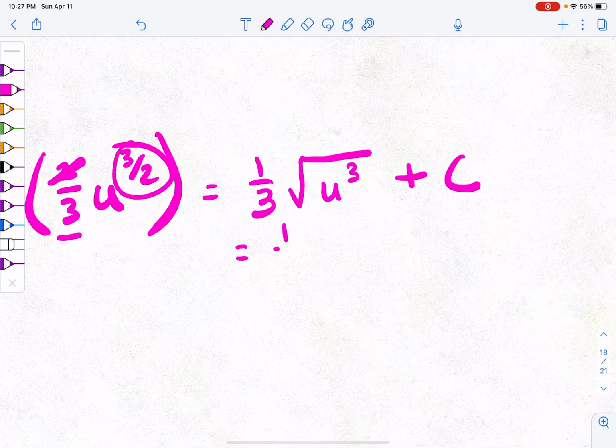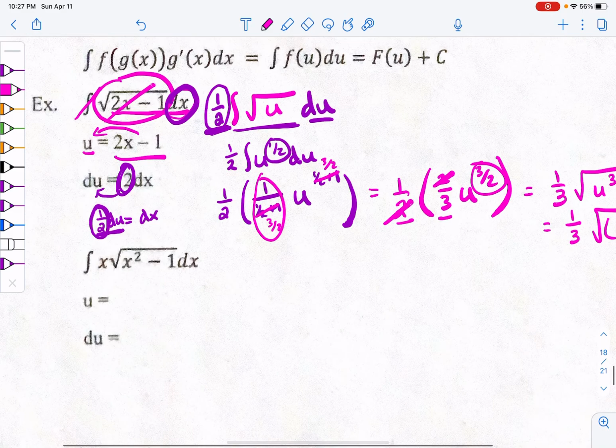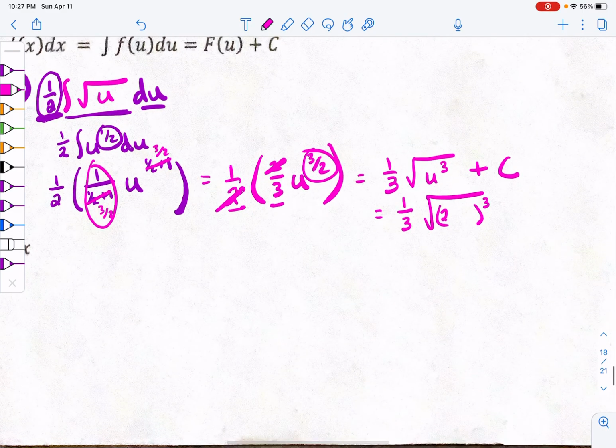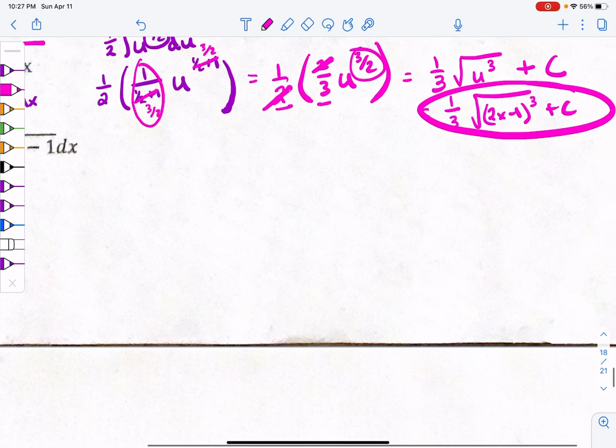And then last, I need to switch that u back to x's. So I had whatever u was standing in place for, which was 2x minus 1. So 2x minus 1 plus c. And that's what he is. Okay? All right, one more and then I'll let you go.